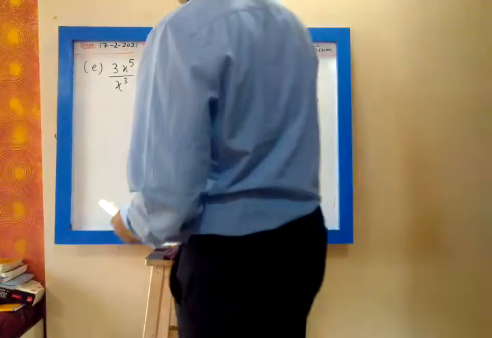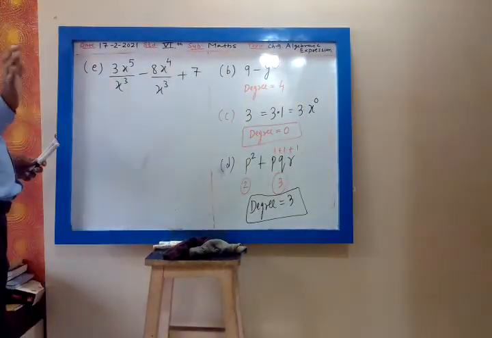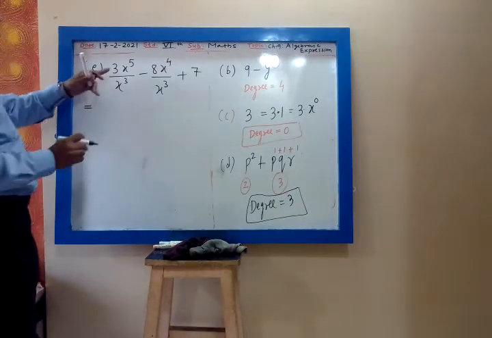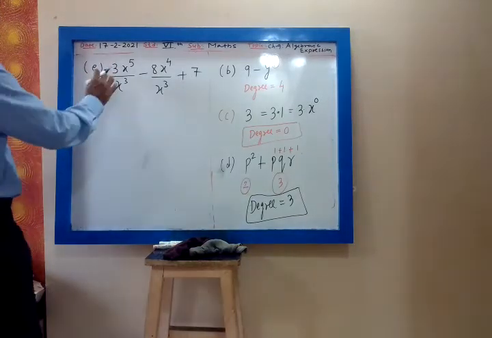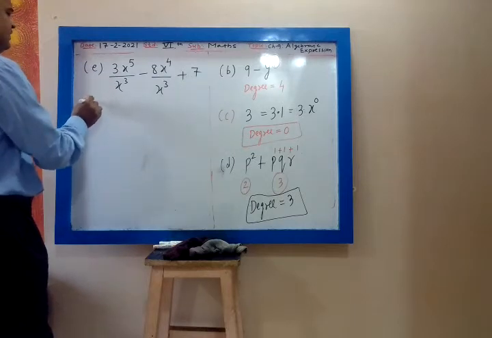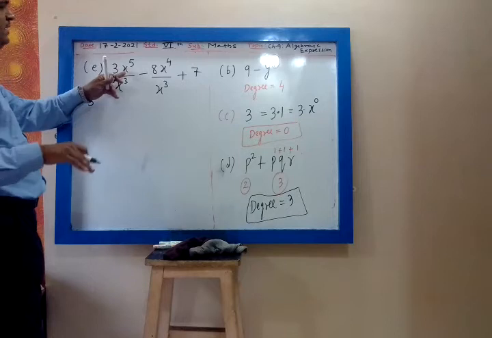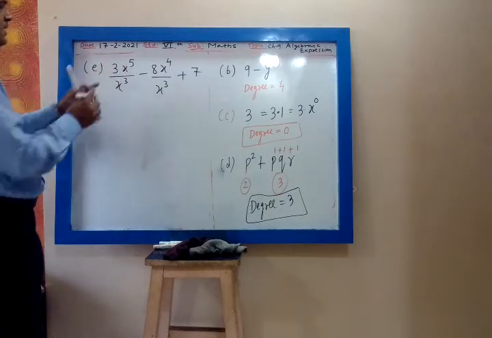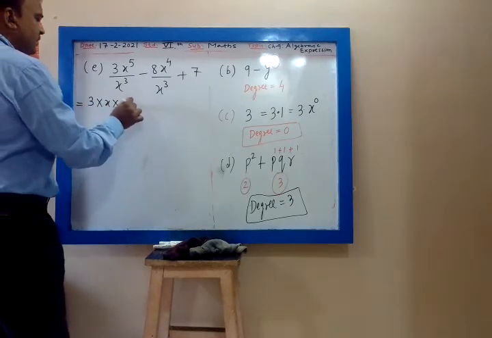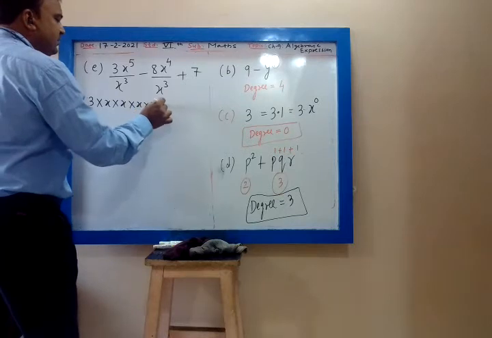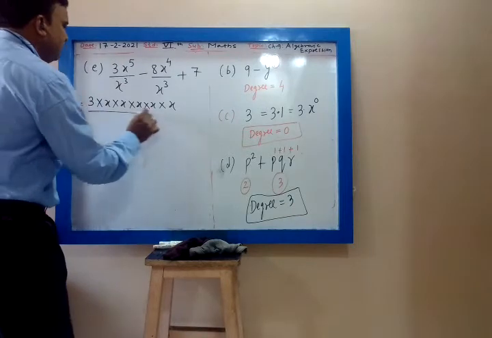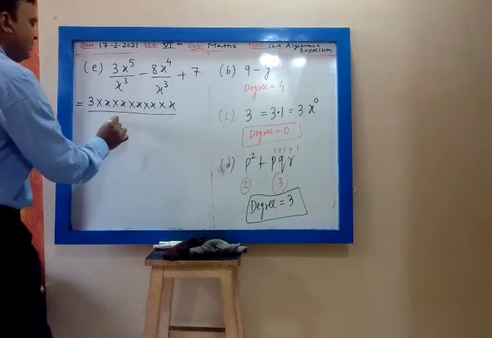Now in this, 3x raised to 5. See here. x raised to 5 means you have to multiply x 5 times. x raised to 3 means you have to multiply x 3 times.